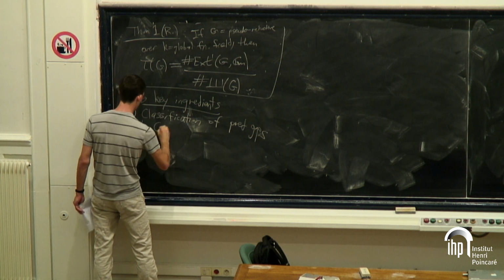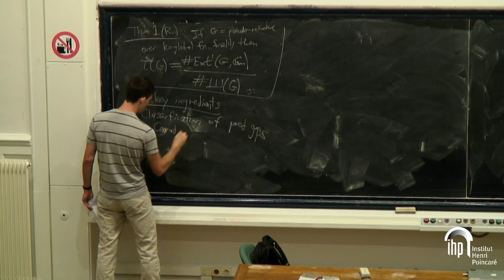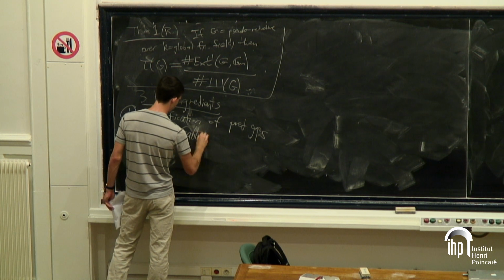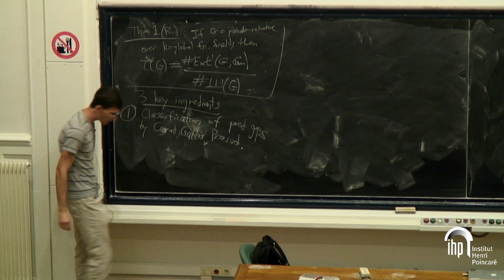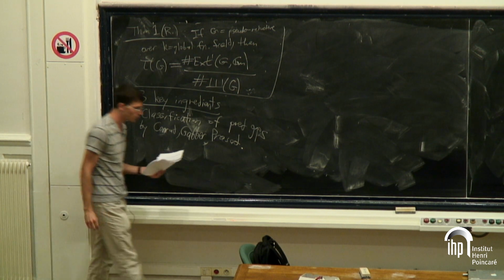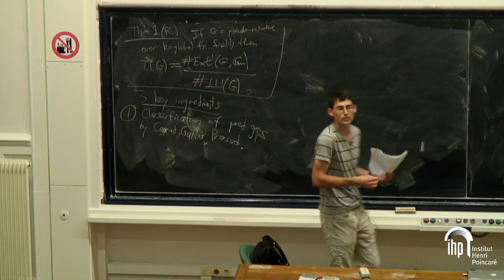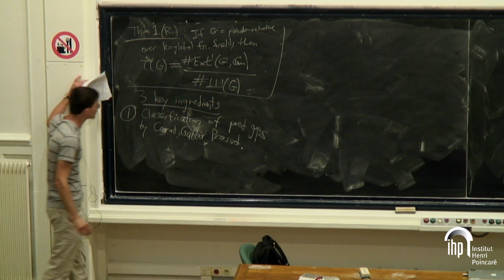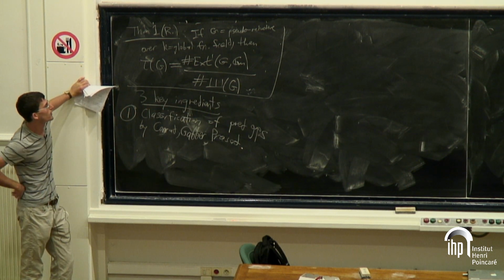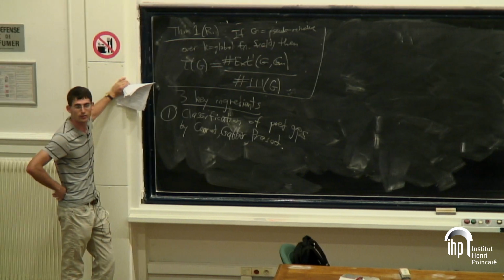by Conrad, Gabber, and Gopal Prasad. Okay, so they give a classification of pseudo-reductive groups over arbitrary fields, which basically explains how to build an arbitrary one in some explicit way out of simply connected groups and commutative pseudo-reductive groups.